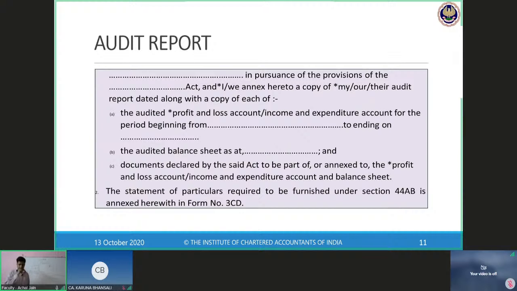Then comes the second para. In the second para, the auditor will say the statement of particulars required to be furnished under section 44AB is annexed herewith in form number 3CD. Now the auditor will comment about particulars captured in form number 3CD. So now he is referring to form 3CD. The role of tax auditor is what? To audit this, not to audit this. Correct? Because in this case, the auditor has already audited the financial statements. So that's why the auditor is starting with audited financial statements. He is keeping audited financial statements as the base, and he is talking about particulars in form 3CD.